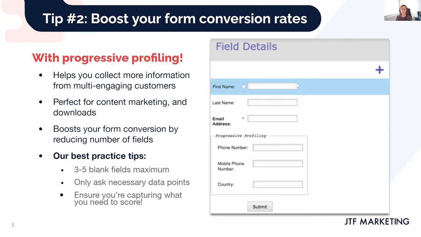Some considerations for this is to only try to keep the blank fields to 3 to 5. So again, don't try to gather too much information and try only to ask necessary data points. So don't go asking them for their birthdays if you're not actually going to use that with a killer promo.